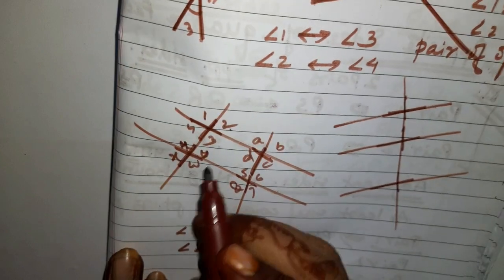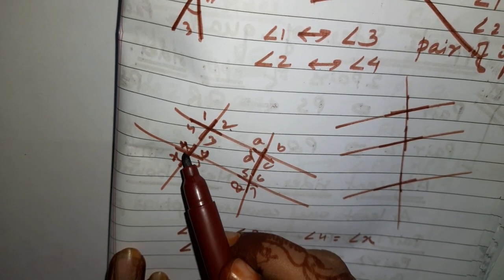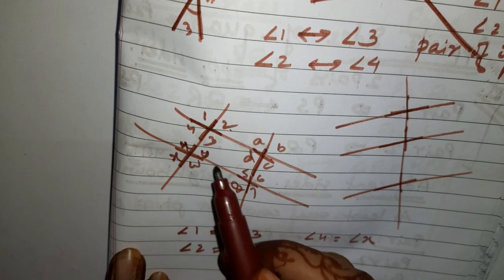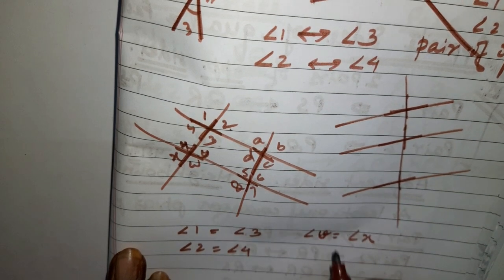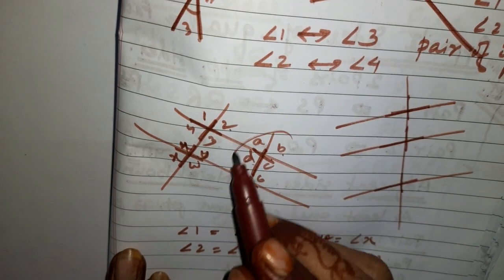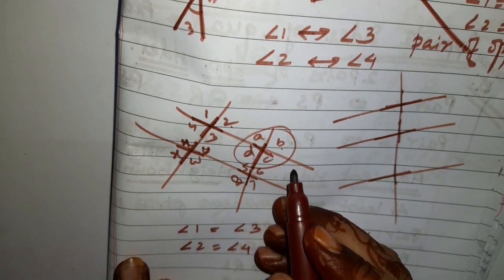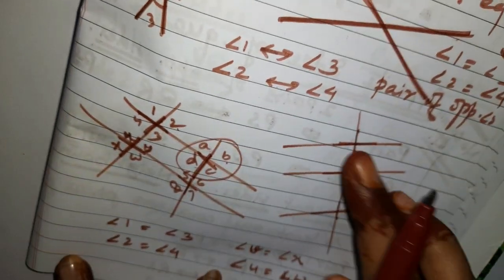And here you can see angle u is equal to angle x. Similarly, angle v is equal to angle w. In this, try to find out and give your answer in the comment box.